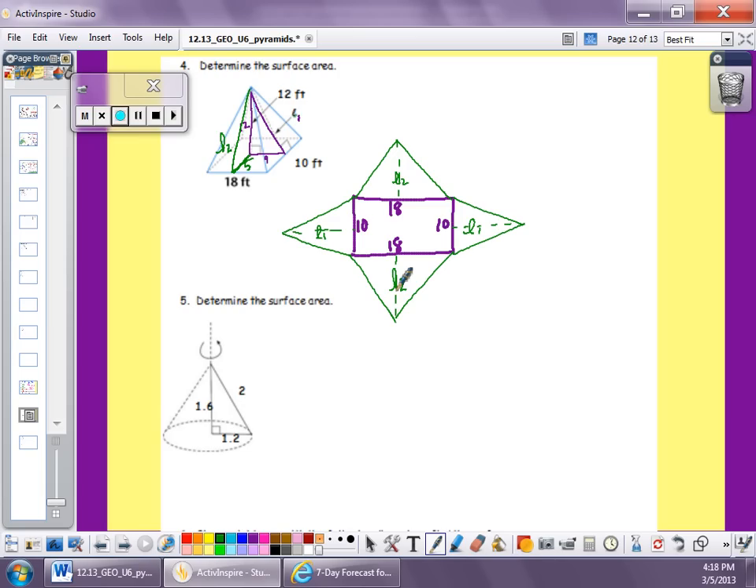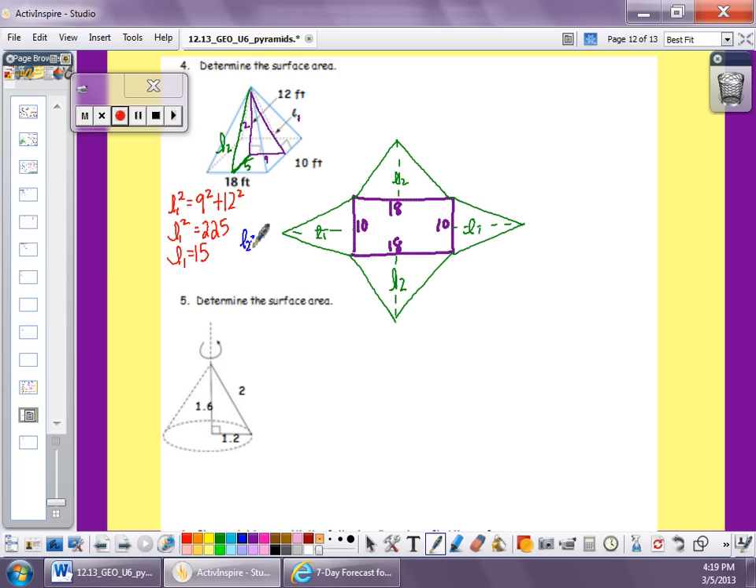So first of all, I'm going to find slant height 1. Slant height 1 squared is equal to 9 squared plus 12 squared. So this gives me that slant height 1 squared is 225. So slant height 1 is equal to 15. I skipped some steps, but if you need, put it on pause and go through all of them and see if you come up with the same thing.